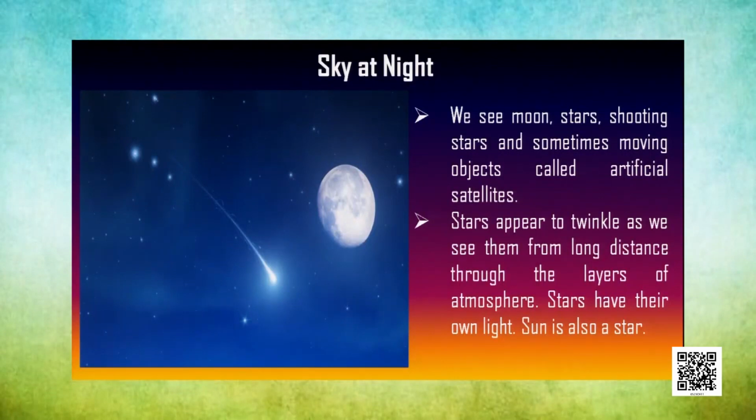Generally, what do you see in the sky? Yes, moon, stars and certain moving objects, is not it? When we look at the sky at night, we see certain objects, certain bodies we can say, in the sky. We see the moon, the stars, shooting stars and sometimes moving objects called artificial satellites. Some objects keep on moving in the sky with constant speed and those are artificial satellites.